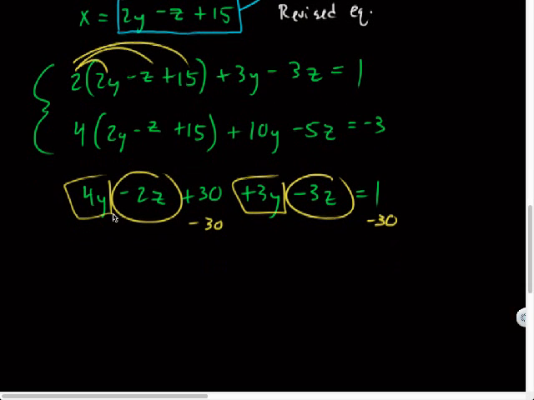So, how many y's do I have? 7y. And I've got how many z's? Negative 2, negative 3 becomes more negative. So negative 5z. And 1 minus 30 is negative 29. Right?